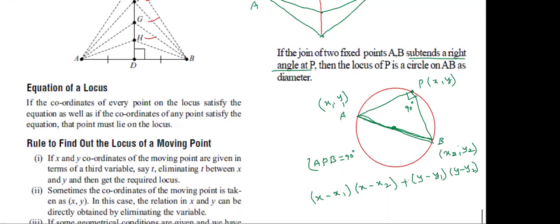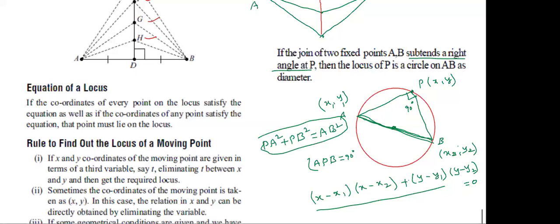If the endpoints of the diameter are known, that is how to find the equation of the circle. This is the shortcut formula. If you don't know the shortcut formula, follow the right angle triangle condition. What is that? PA square plus PB square is equal to AB square. Follow this method, you will get the answer.